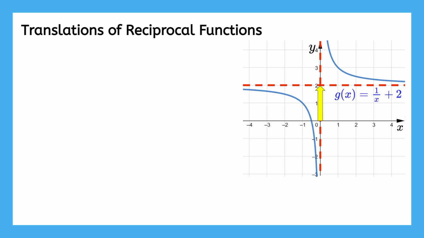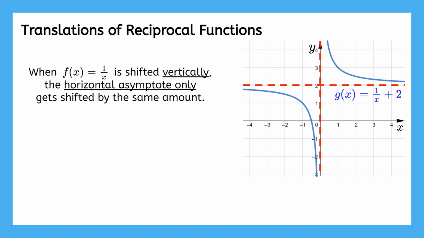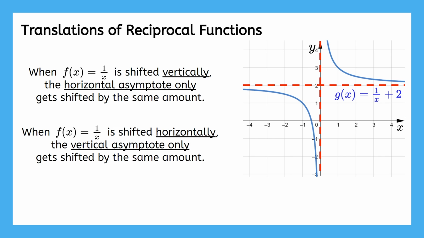Also note that even though this was a vertical shift, the vertical asymptote is still in the same spot. Since it stretches infinitely far vertically, moving the graph up or down won't change it. Imagine moving this infinitely long vertical line up or down. You wouldn't be able to tell the difference. So when 1 over x is shifted vertically, the horizontal asymptote only gets shifted by the same amount. With this in mind, can you make a guess as to what will happen when 1 over x is shifted horizontally? The vertical asymptote only would get shifted by that same amount.